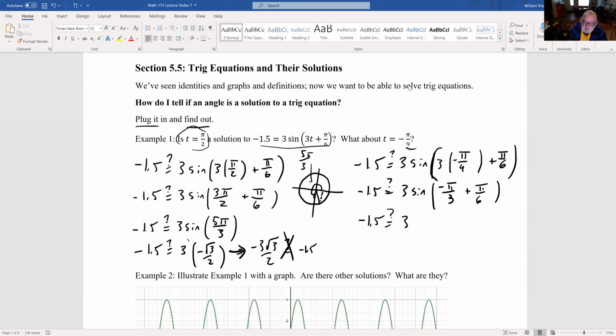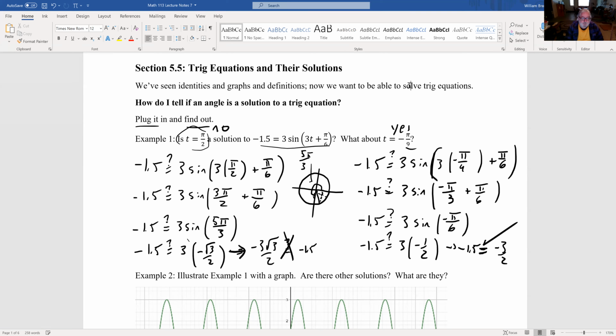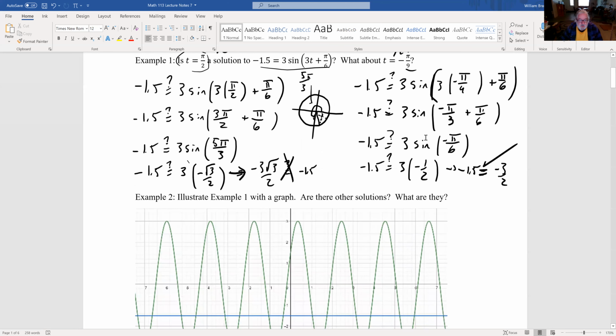minus pi over 6. And the sine of minus pi over 6, well, that's actually minus 1/2. And so our equation becomes minus 1.5 equal to minus 3 over 2, and that is in fact equal. So we give it a big check mark. Yes, this is a solution. Okay, so how do you tell something is a solution? Plug it in.